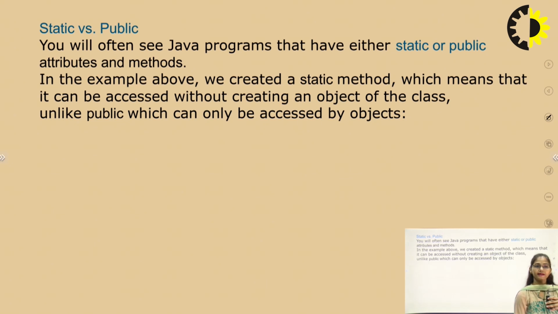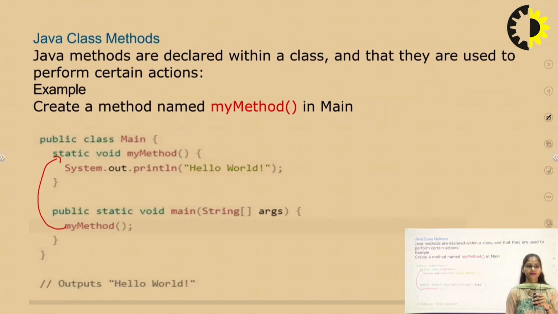Now, static versus public keyword. Suppose in a class we use the access modifier public, which can be applied to methods and attributes. In the previous example we created a static method, which means that it can be accessed without creating an object of the class, unlike public, which can only be accessed by an object. In this example the static method we have declared can be accessed directly without creating an object of it.